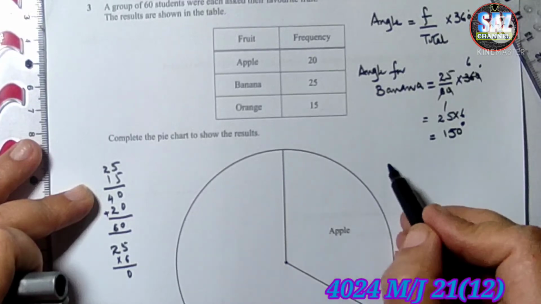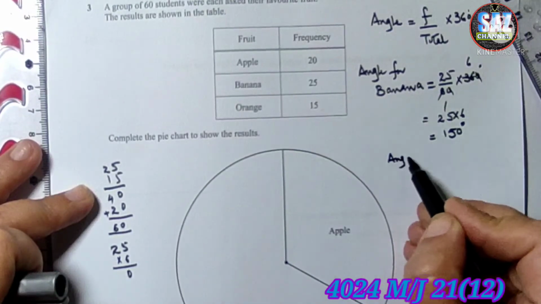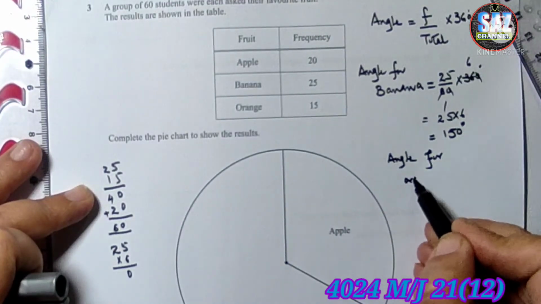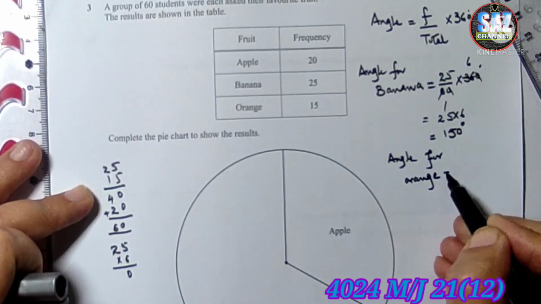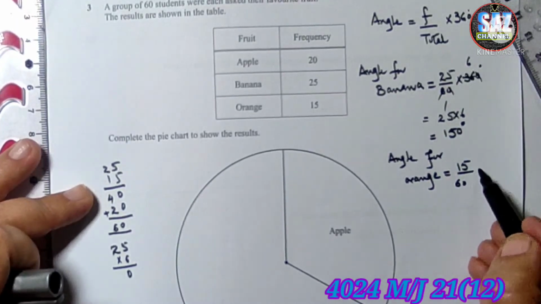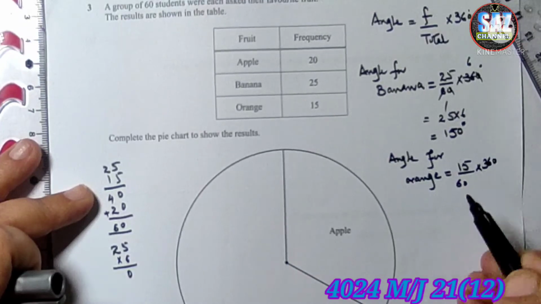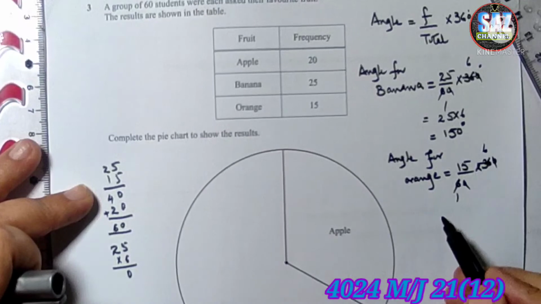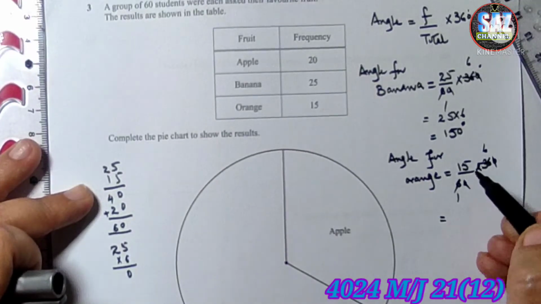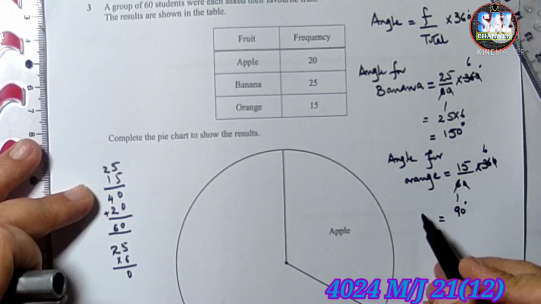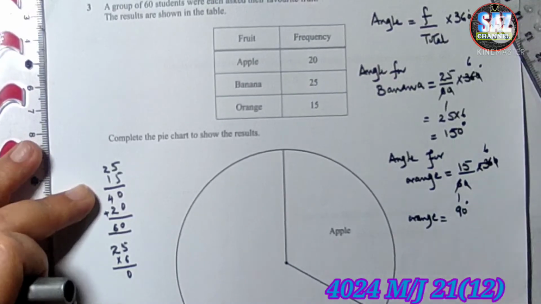And for oranges, angle for orange equals 15 frequency upon 60 multiplied by 360 degrees. Okay, 0 goes with 0, and 6 ones are 6, and 15 6s are 90 degrees. So the angle for orange is really easy.